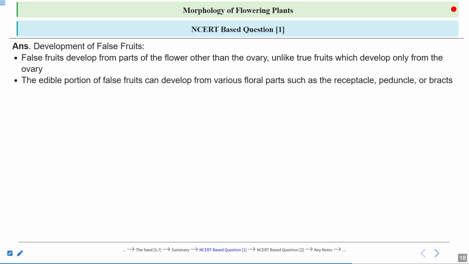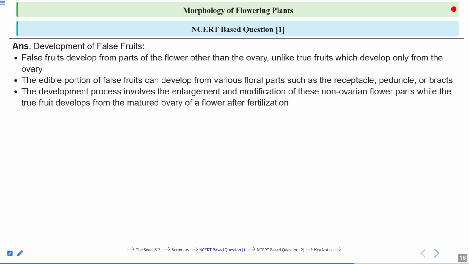The edible portion of the false fruit can develop from various floral parts such as receptacle, peduncle or bracts. The development process involves the enlargement and modification of these non-ovarian floral parts, while the true fruit develops from the matured ovary of a flower after fertilization. True fruit is always from the ovary only, after fertilization.